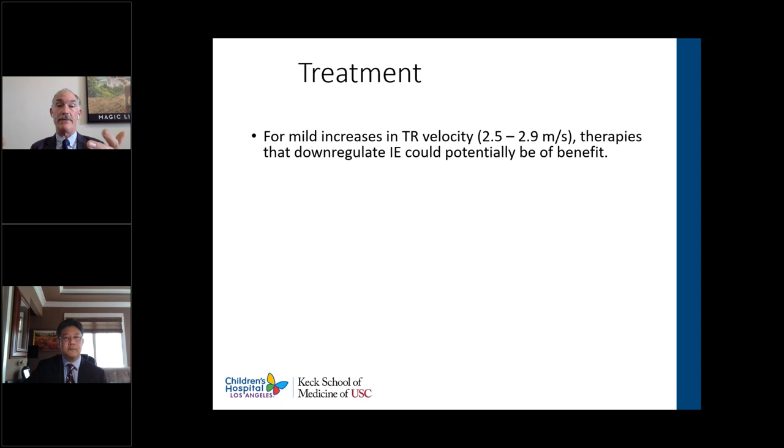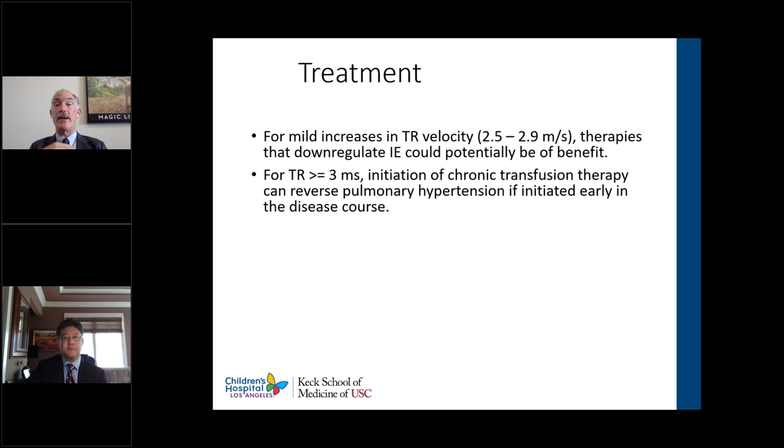By the time you get to a TR velocity greater than 3 meters per second, if this is a non-transfused patient, they should absolutely be placed on regular transfusion, just the same regimen as a thalassemia major patient. We have completely reversed significant pulmonary hypertension by early initiation of chronic transfusion therapy in patients.